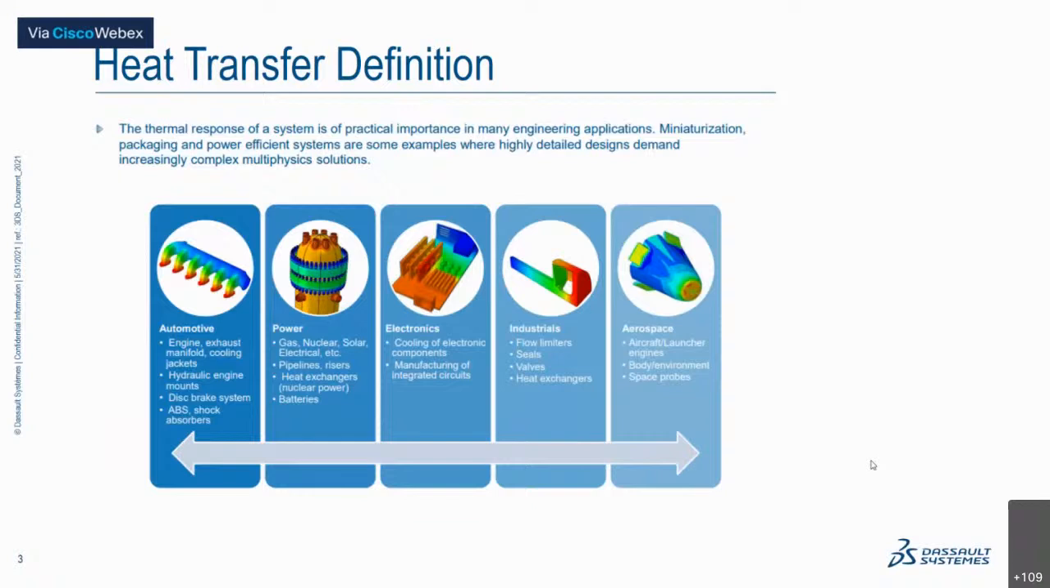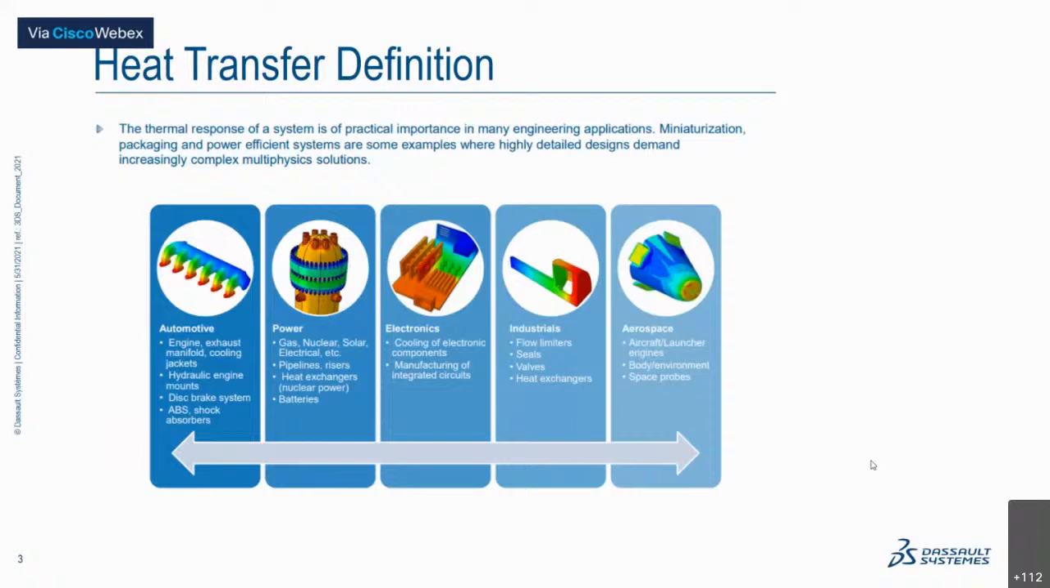In the power industries, you have the gas industry, nuclear, solar industries. You have a lot of heat exchangers that are present there. In those kinds of industries, you can use your thermal simulations. Then even in your basic smartphones, the electronics which are part of it, the system cooling for these electronics, you could do a thermal simulation for that. And for industries, it's basically the heat exchangers, the valves, the flow limiters, and all of those components.